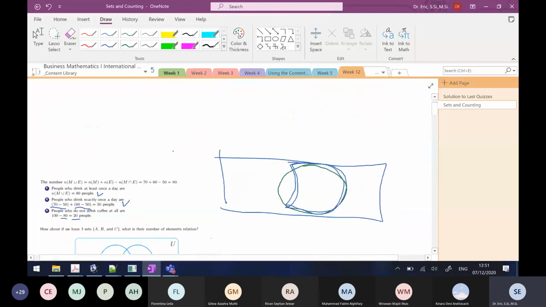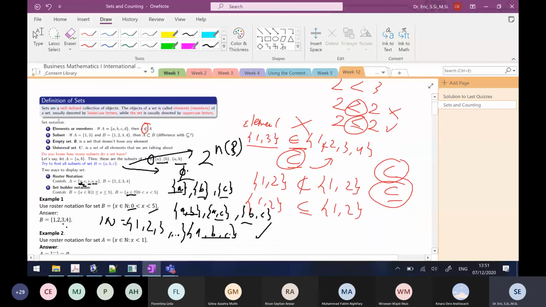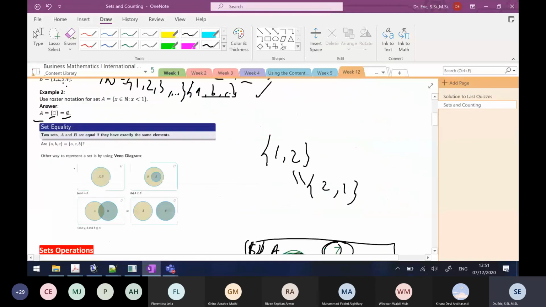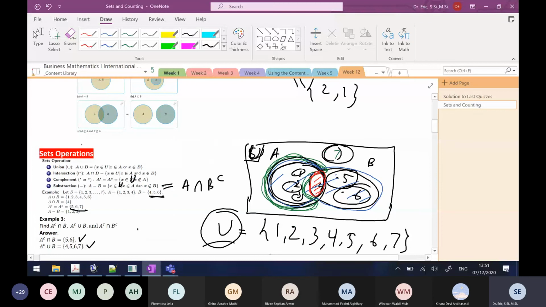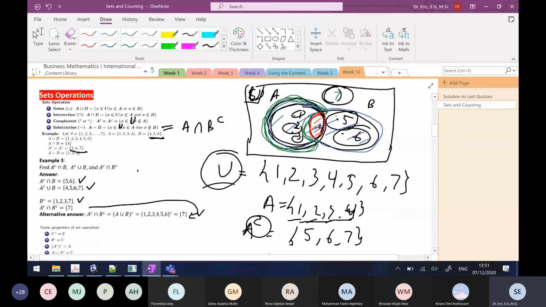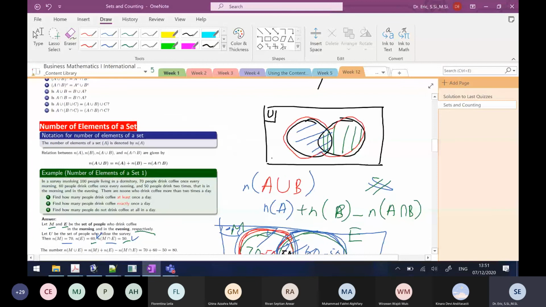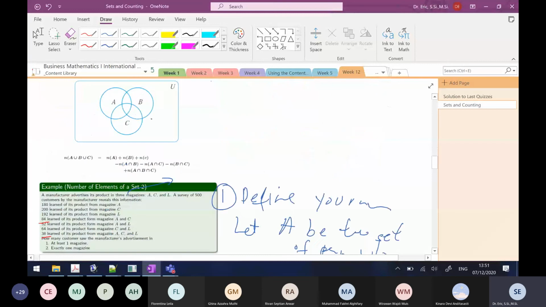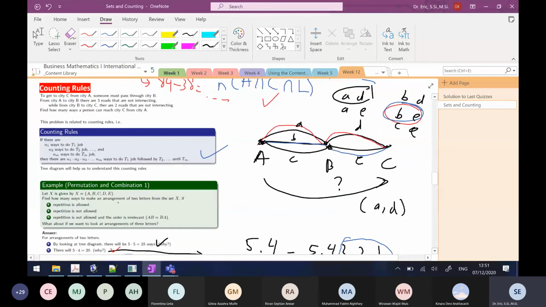Okay, so we have talked about what a set is, set notation, how to display a set, the equality of sets, set operations: union, intersection, complement, subtraction, the number of elements. We have covered the Venn diagram, the relation between the number of elements in sets and the Venn diagram, and the last one is counting rules applied to permutation and combination.